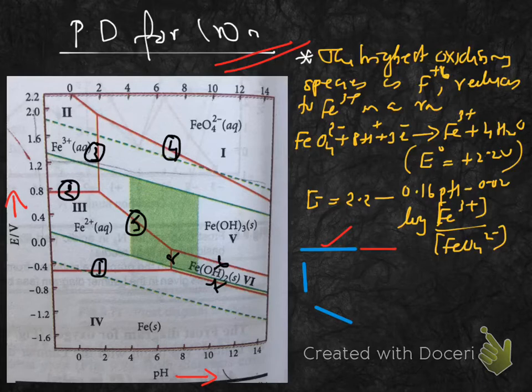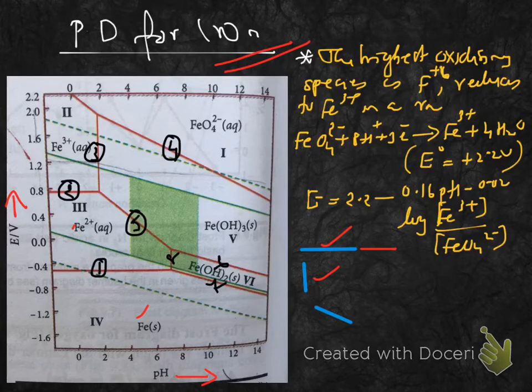Example, line 1. It is an equilibrium between Fe and Fe2 plus. Fe2 plus 2 electron gives Fe. That is the balanced equation which does not involve any H plus ions. So it is independent of pH. Another line is vertical line. First vertical line is number 3.